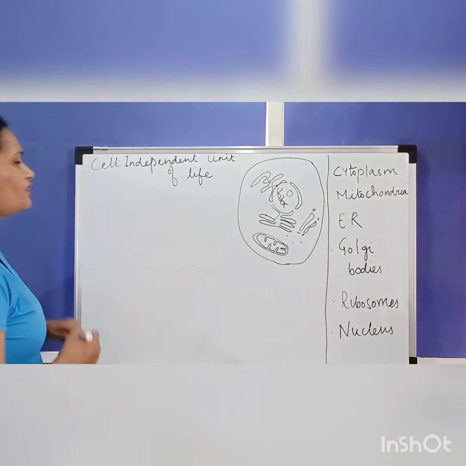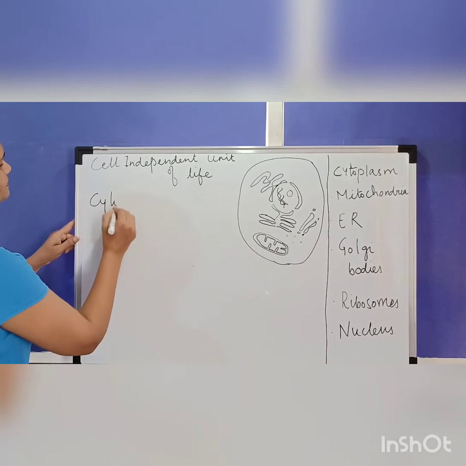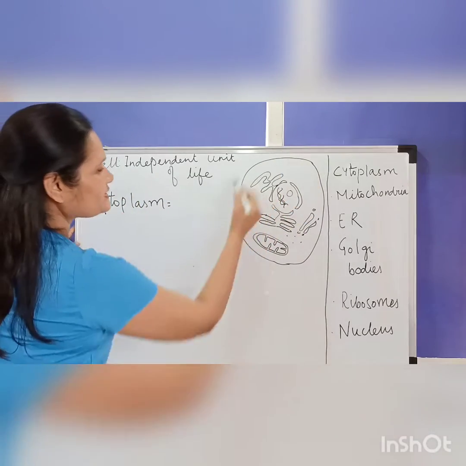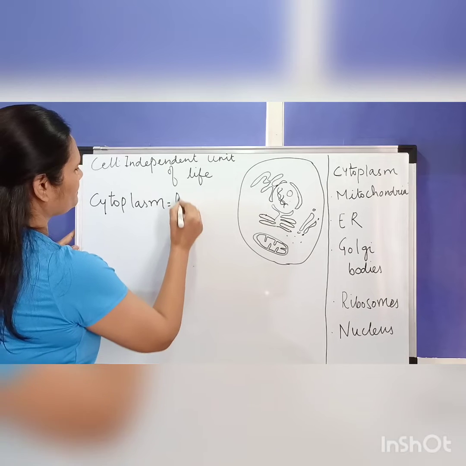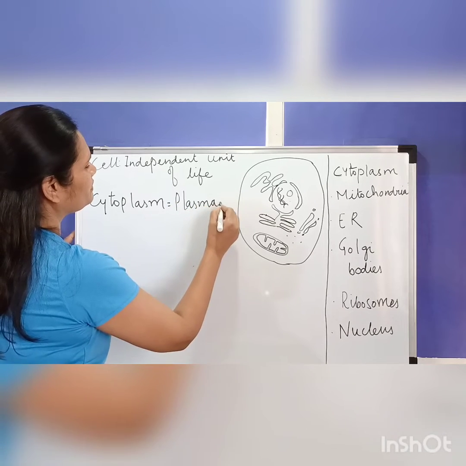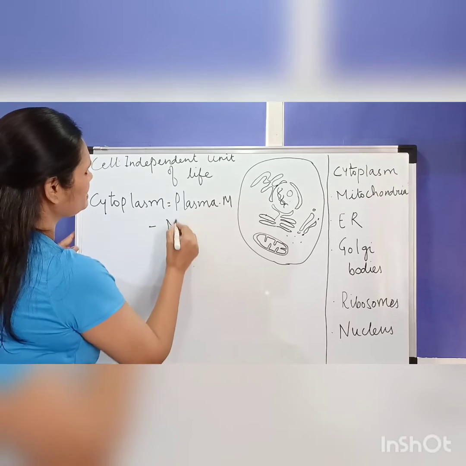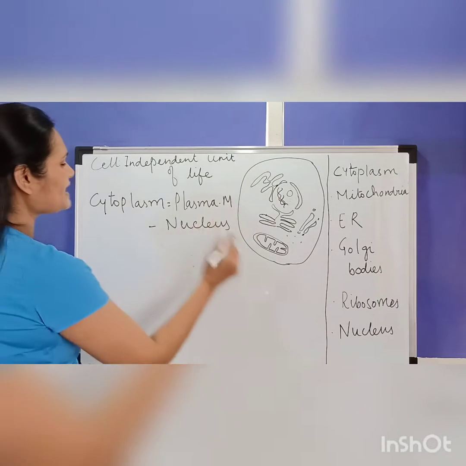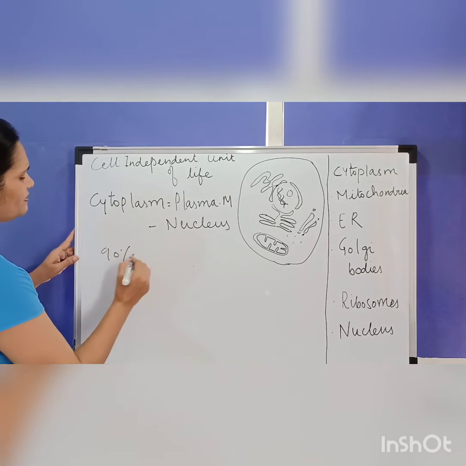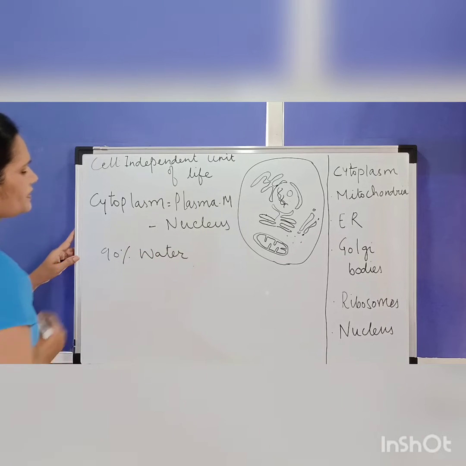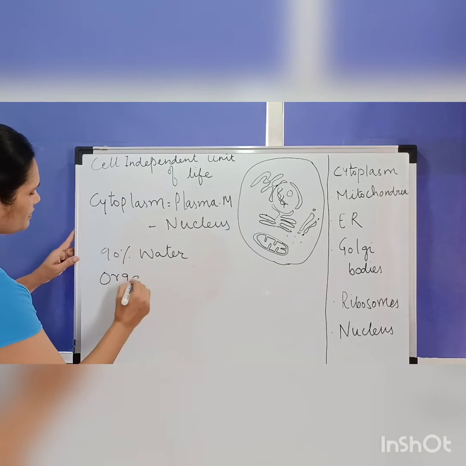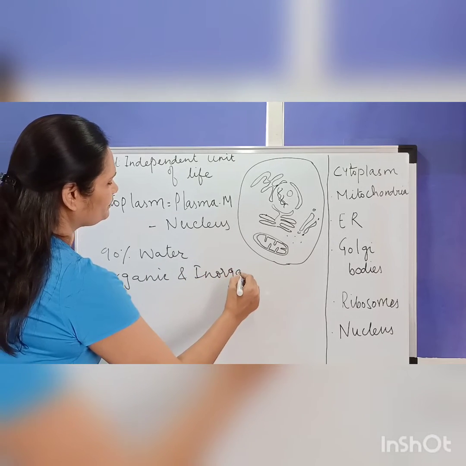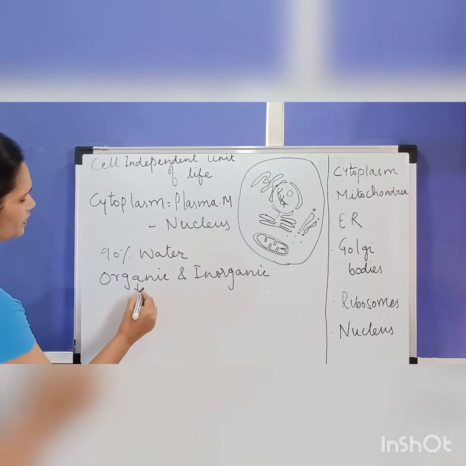Okay. So first of all, what is cytoplasm? As I said, it is the plasma membrane minus the nucleus. Whatever is left is cytoplasm. Now this cytoplasm is basically 90% water, right? Some organic and inorganic material. When I say organic, what all can it be?